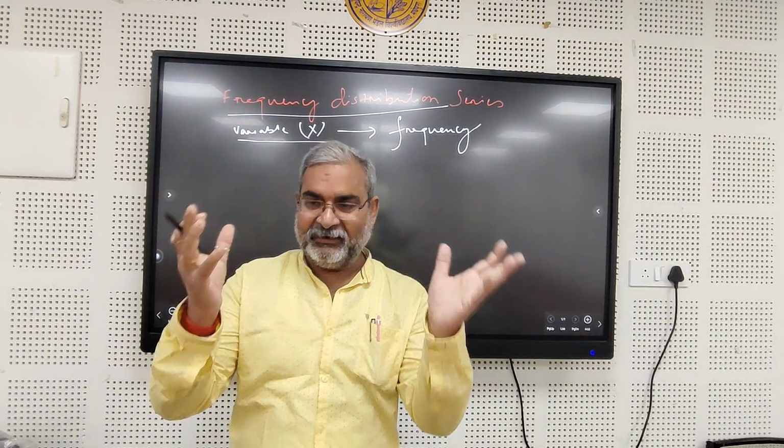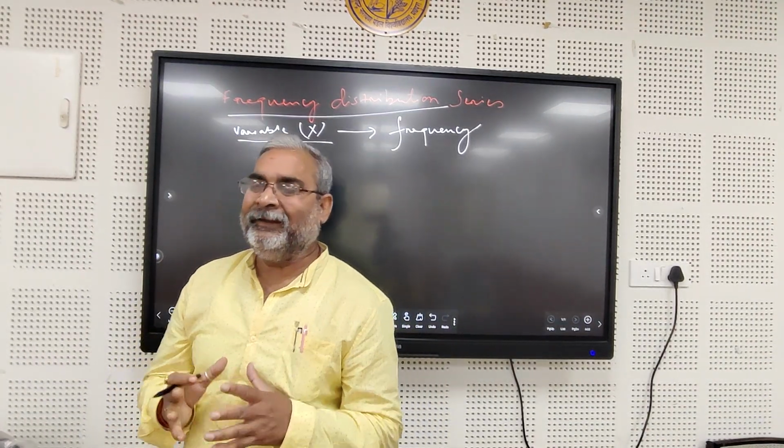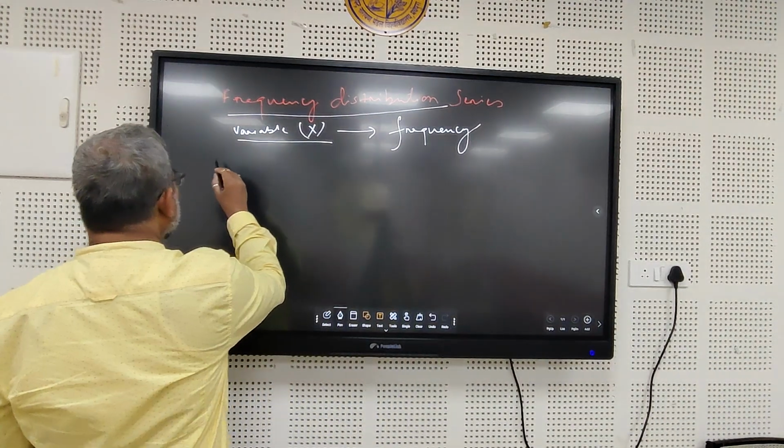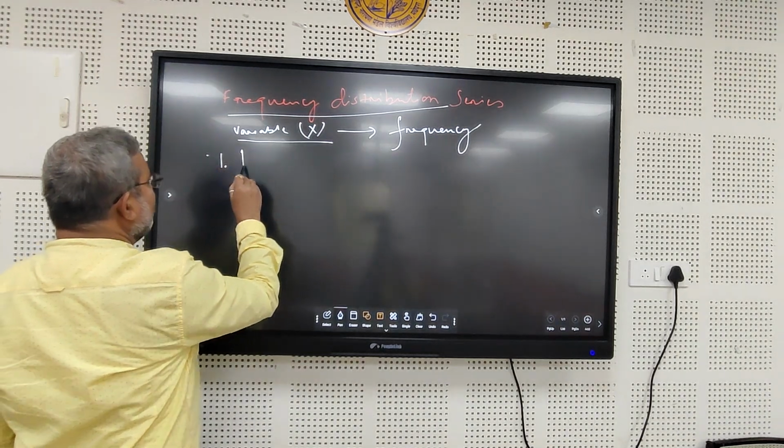Now here, the tabulation that we do, what do we call it? Series. Series are represented in three forms. That is, first, individual series.